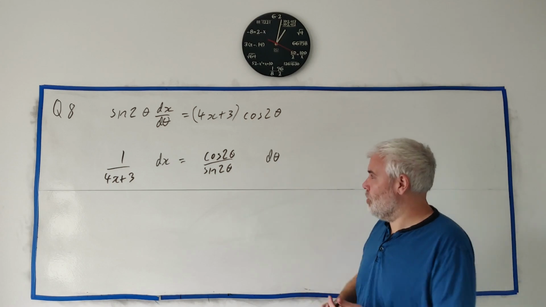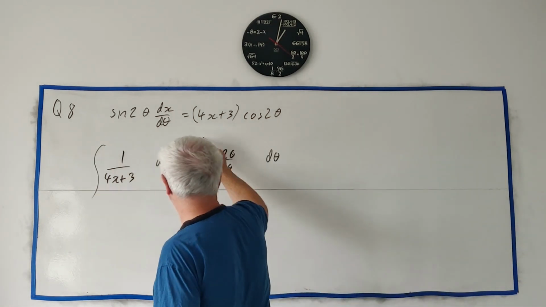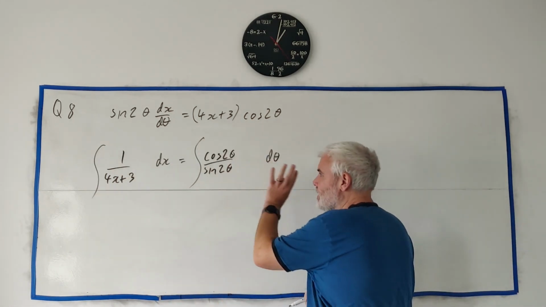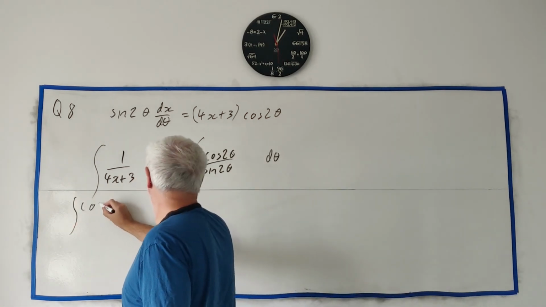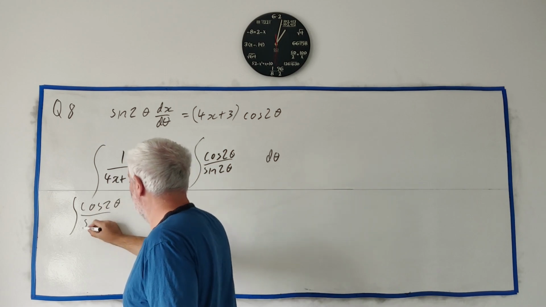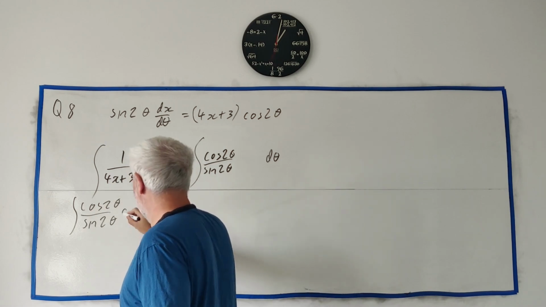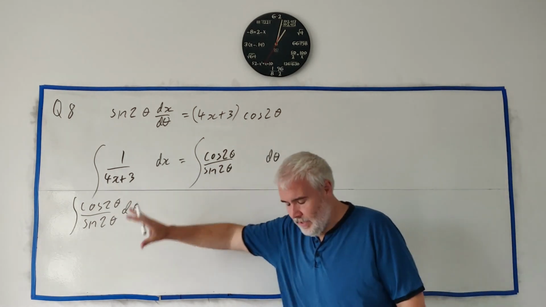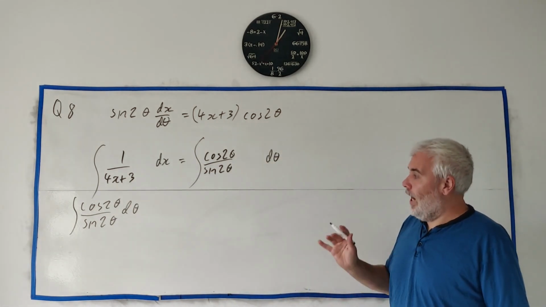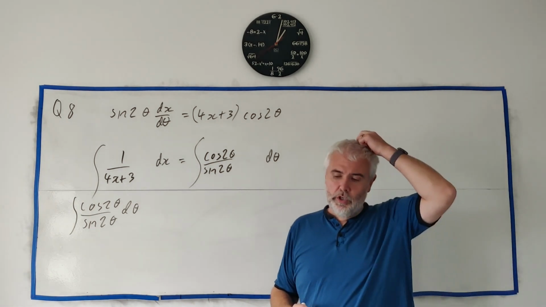There's a substitution here. Sorry, let me put in this integration. So let's split this into 2 questions. I'm just going to do this one first. The integral of cosine 2 theta over sine 2 theta d theta. And we don't have any limits for this. Okay, how do you do this? There is a substitution that works nicely here.